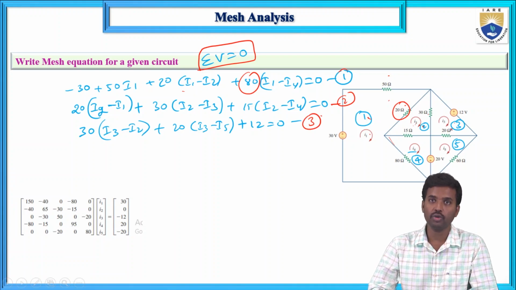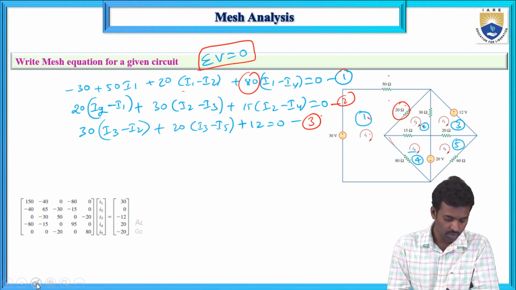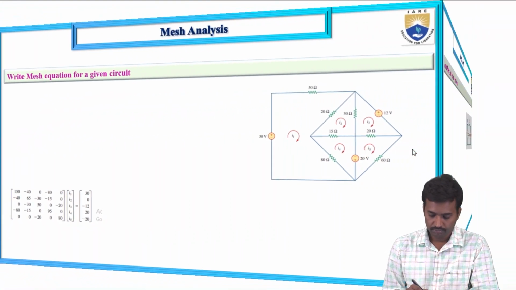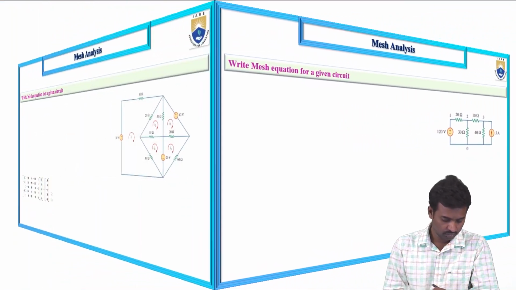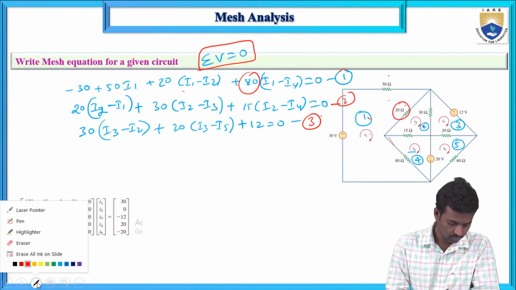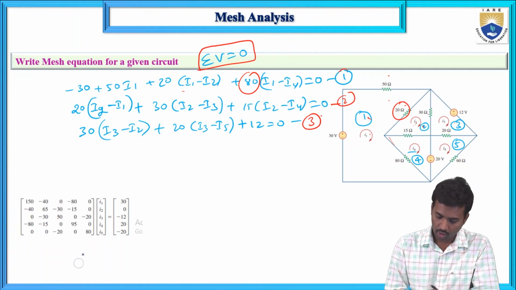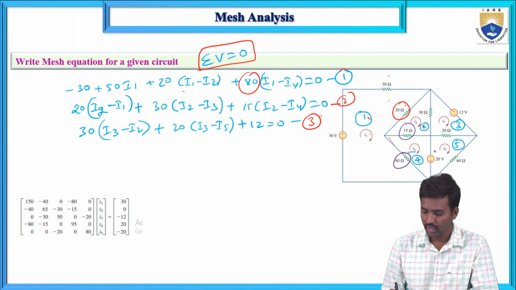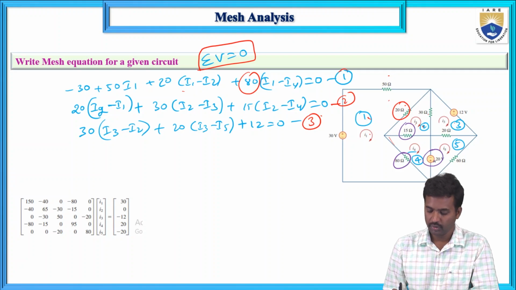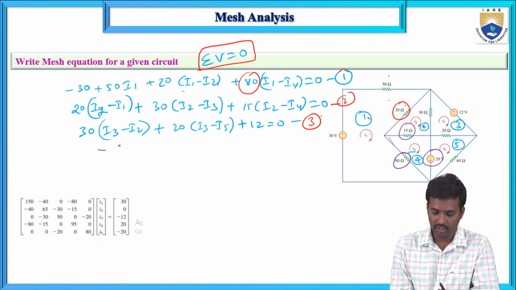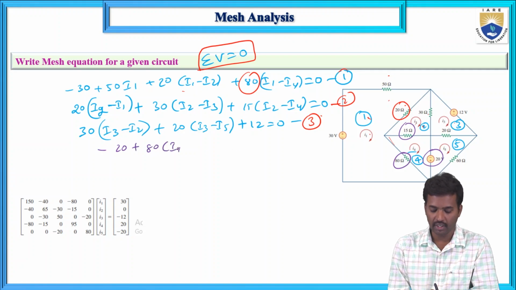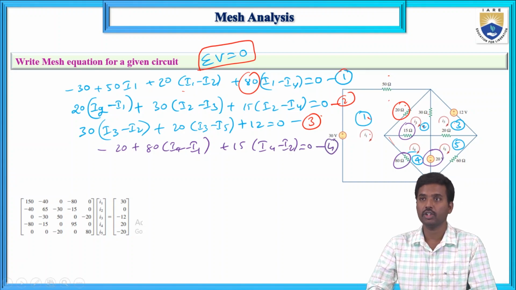Now next, in the fourth mesh, if you apply KVL in this loop, here how many? 1, 2 and 3. Here current is flowing from negative to positive, so that is minus 20 plus 80 into I1 minus I4, minus I1, and plus 15 into I4 minus I2 equals 0. That is equation number 4.